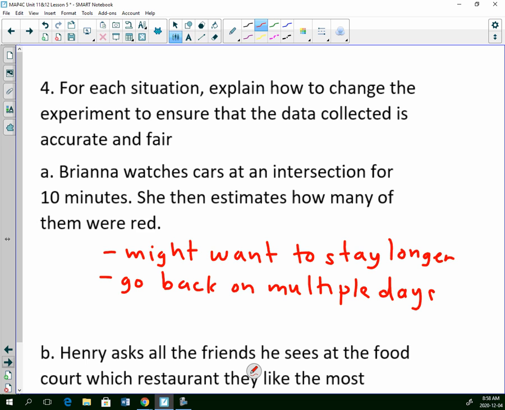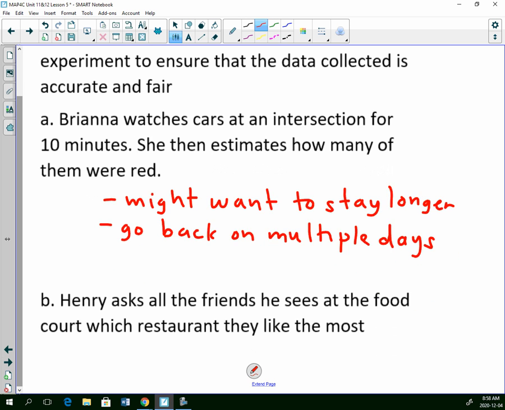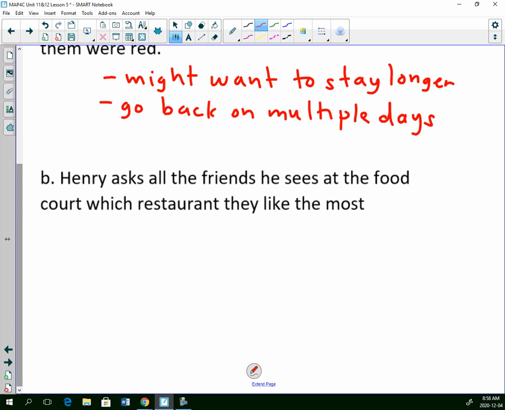Because maybe it was a weekday, right, where there's lots of traffic, or maybe it was a weekend where there's not very much, so you want to go back on more than one occasion to get some more accurate information. Okay, Henry asks all the friends he sees at the food court which restaurants they like the most. So again, your data or your collection, you're only asking the people that you know, right? So you're getting limited information because you're not asking everybody that's going to the food court. So your friends probably only like New York Fries and Subway, right? But they're not a good representation of all the people. So that would not be a good representation of the population.